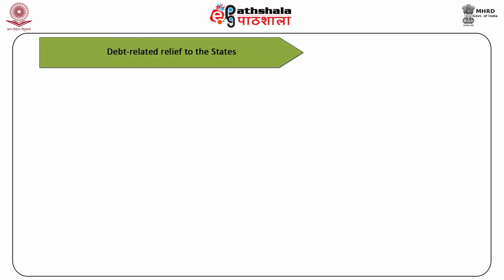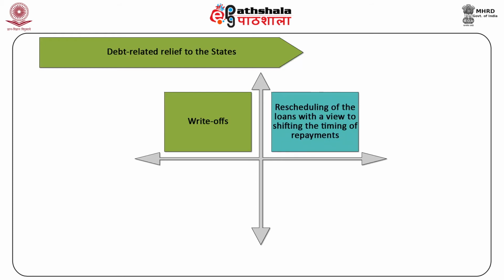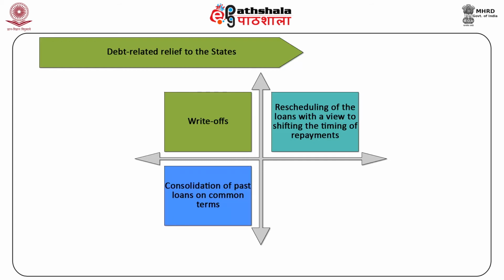Debt related relief to the states may be provided in various forms such as write offs, rescheduling of the loans with a view to shifting the timing of repayments, consolidation of past loans on common terms, and reduction of interest rate.